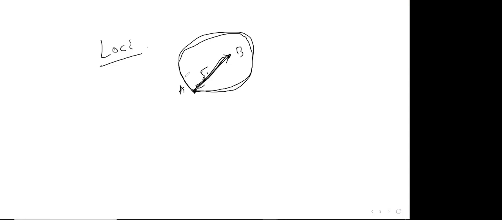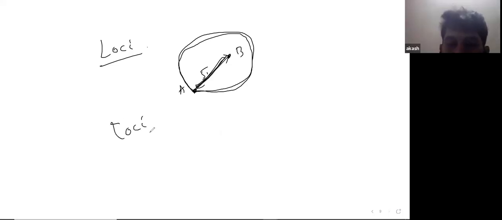Yes, sir. So if I ask to find the loci of this point A, and I give you a condition that it moves 5 meters away from B always, then the equation you will get is a circle, right?